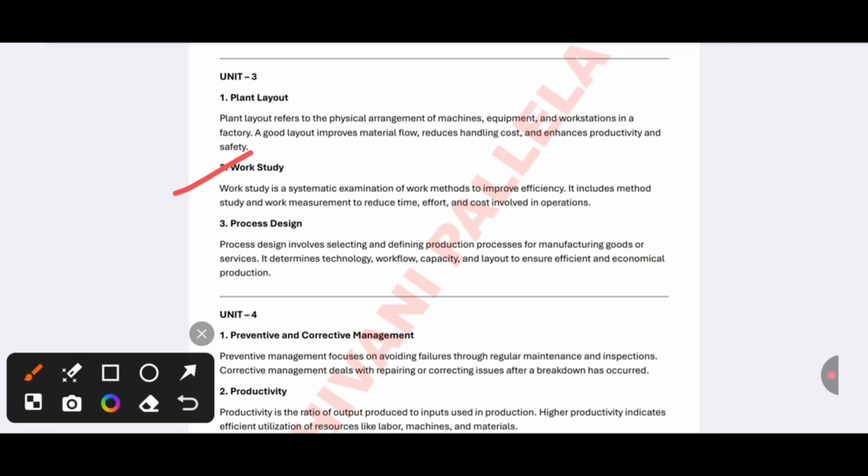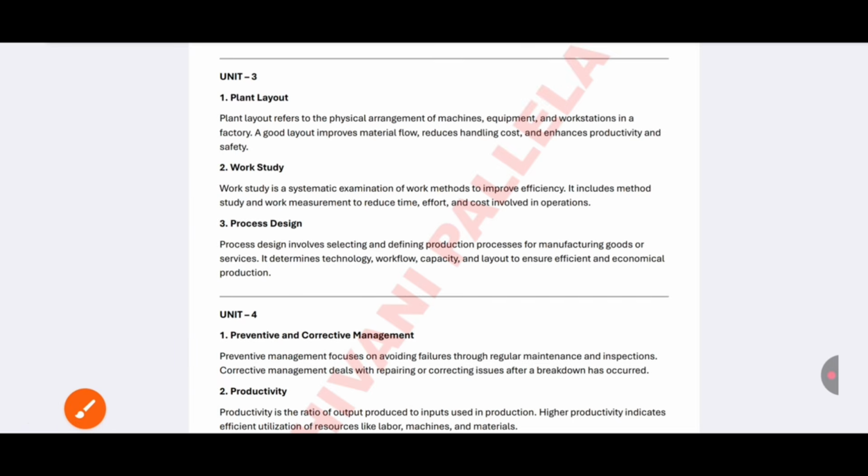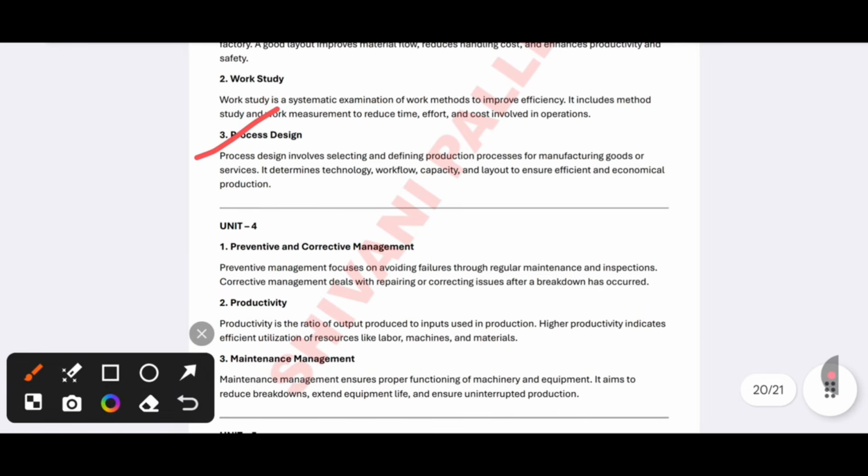Yes. Second one, work study. It is a systematic examination of work methods to improve the efficiency and effectiveness of the work. Okay, so especially this method will be helpful to reduce the time and efforts, and it involves the operations cost also.